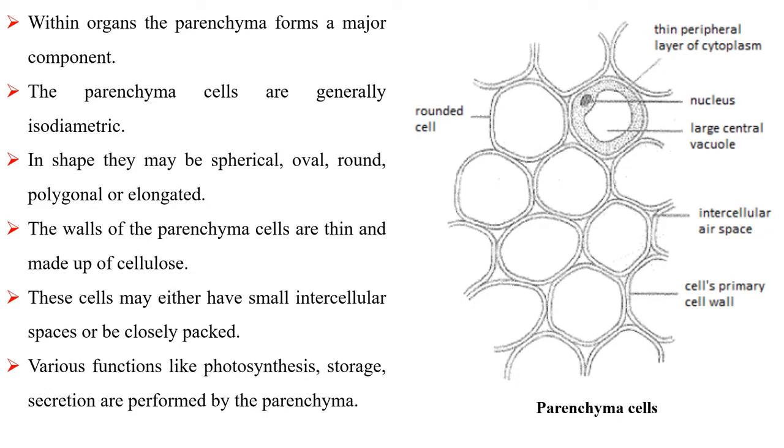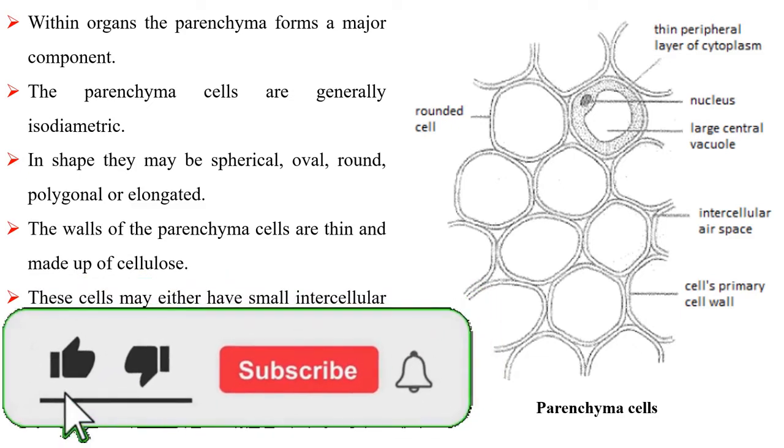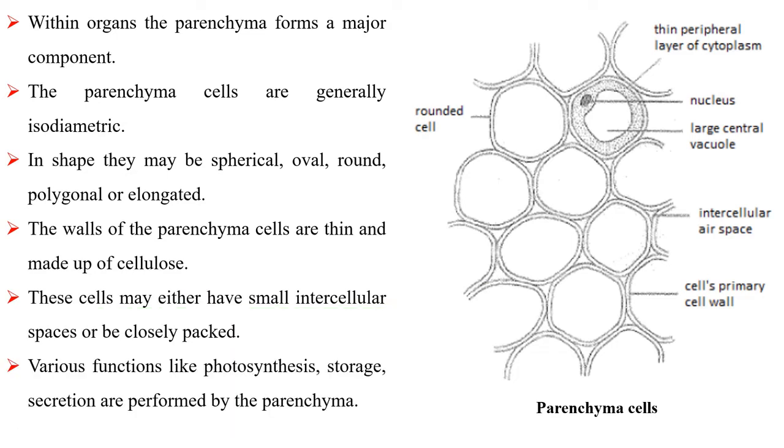Within organs, the parenchyma forms a major component. The parenchyma cells are generally isodiametric. In shape, they may be spherical, oval, round, polygonal, or elongated. The walls of the parenchyma cells are thin and made up of cellulose. These cells may either have small intercellular spaces or be closely packed. Various functions like photosynthesis, storage, and secretions are performed by the parenchyma.